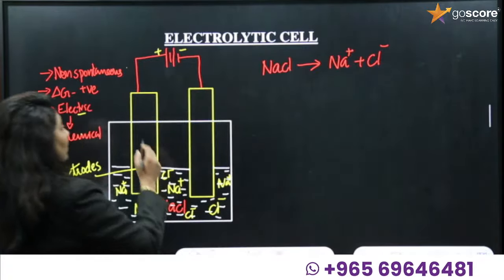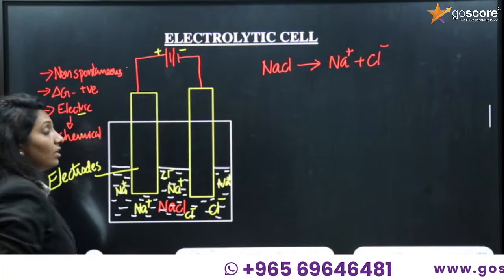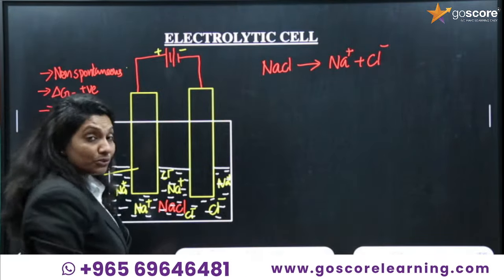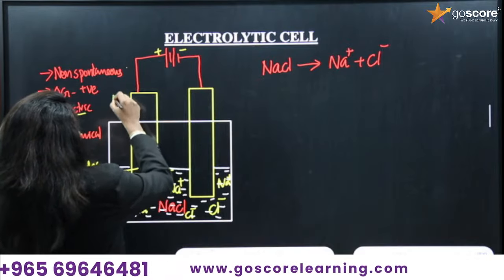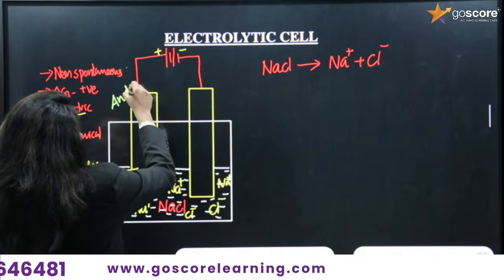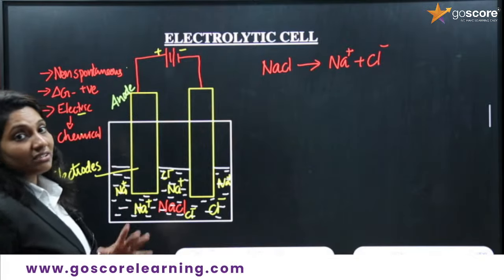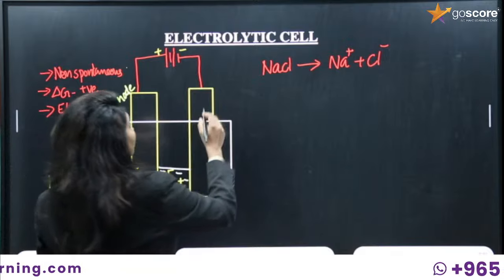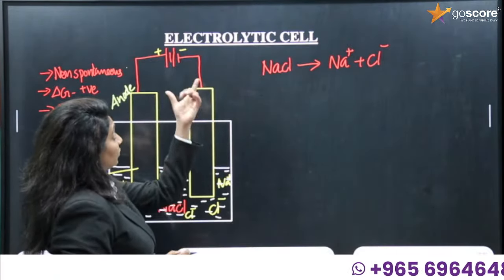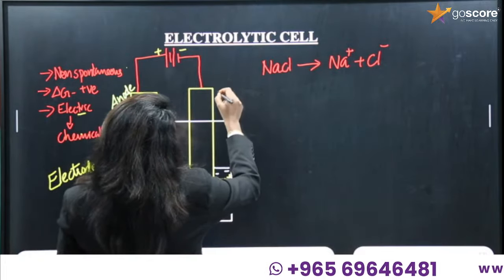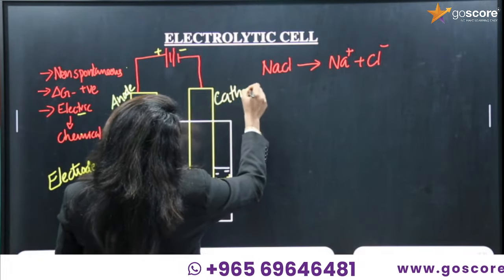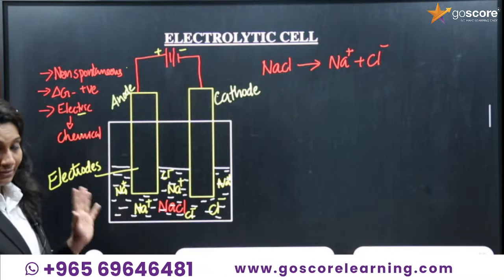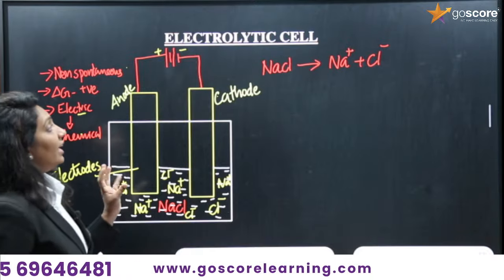And this electrode is connected to the positive terminal of the battery, right? The electrode which is connected to the positive terminal of the battery is called the anode. The anode is the metal rod that is connected to the positive terminal of the battery, and the electrode which is connected to the negative terminal is called a cathode. So this is the diagrammatic representation of an electrolytic cell.